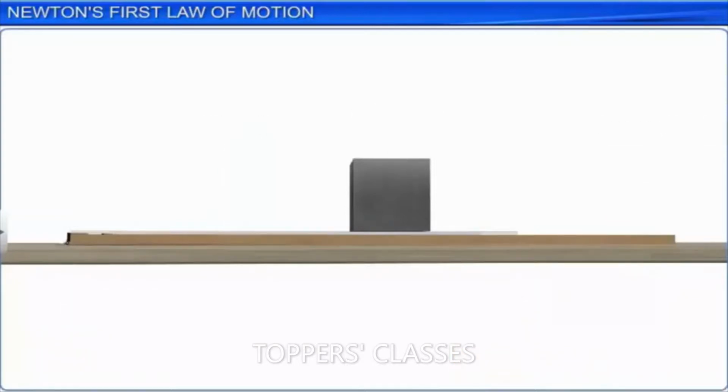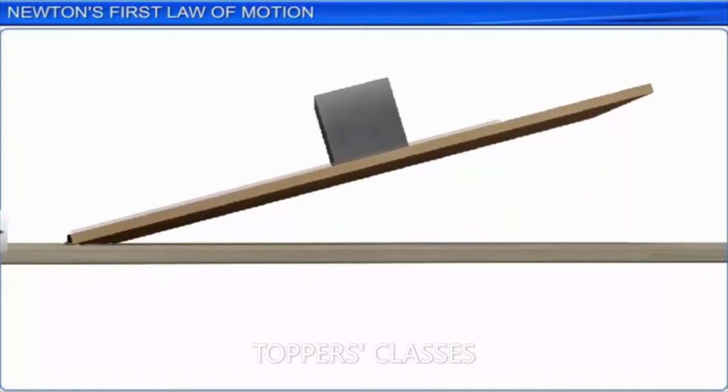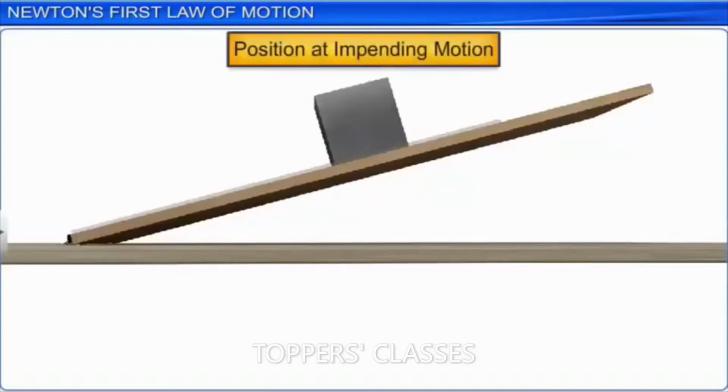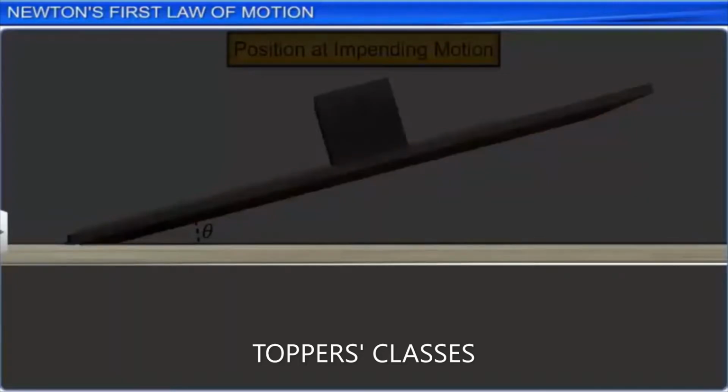The wooden plank is slowly tilted until the iron cube is about to slide down on its own. That is, without any external force being applied to it. This position of the inclined plane is known as position at impending motion. Theta is the angle between the inclined plane and the horizontal surface.